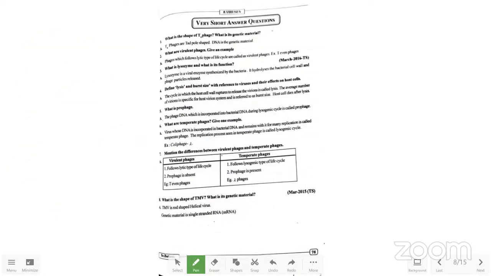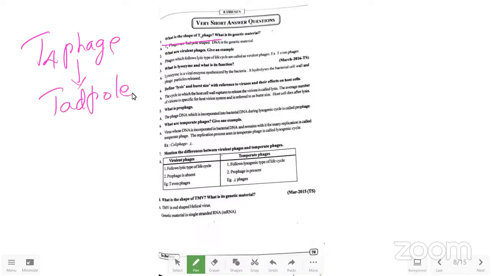Next one, viral organisms. In this, we have to learn very few VSAQs. So in the virus, what is the shape of the T4 phage and what is its genetic material? The shape of the T4 phage is a tadpole, and its genetic material is DNA.